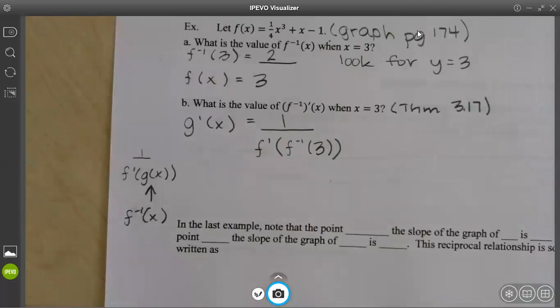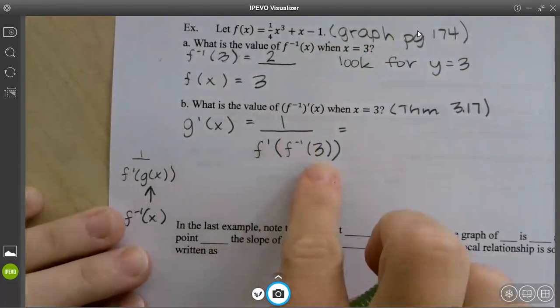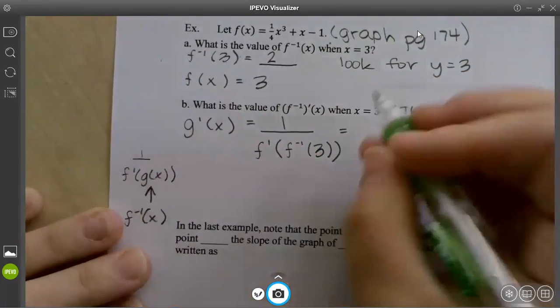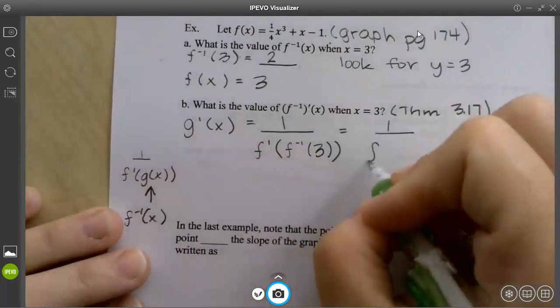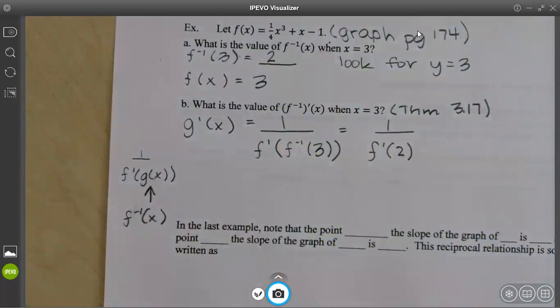Right. So then what was f inverse of 3? 2. So we're doing 1 over f prime of 2. What does that prime stand for? We've been doing it this whole section. Derivative, right? So we need to take the derivative of f.